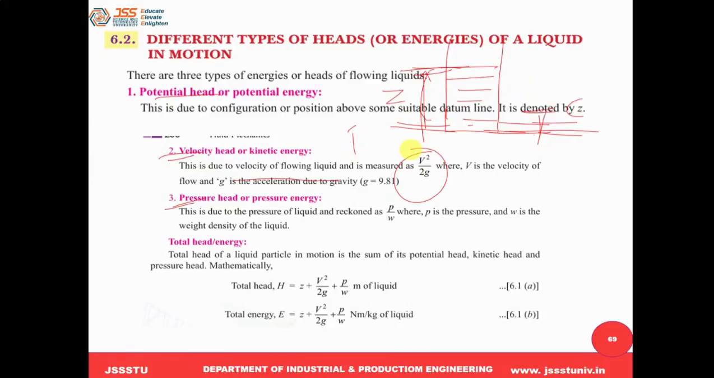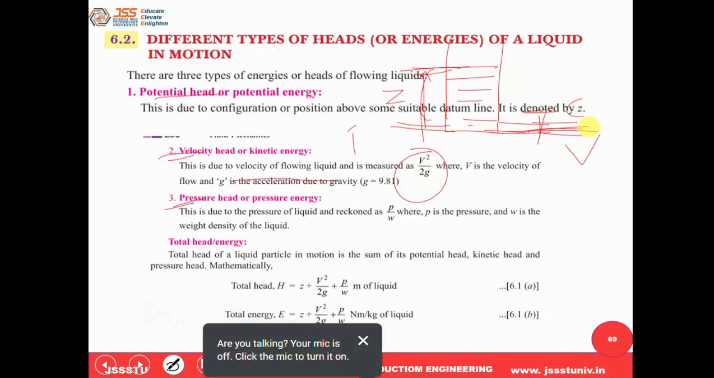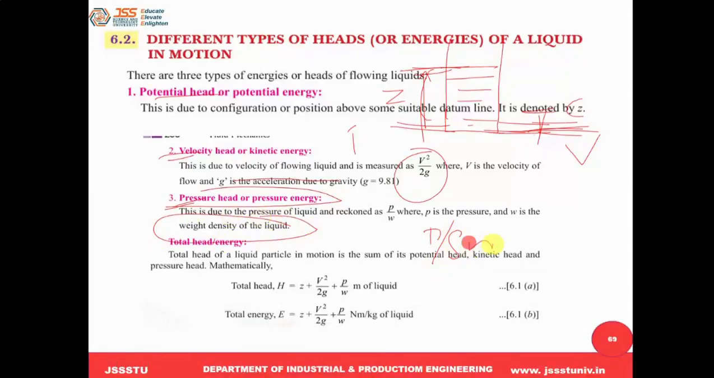Then not only velocity, there is also pressure going to be developed, right? That is calculated by P by small w. w does not mean weight, it is called the weight density of the fluid. Keep this in mind, rho g.